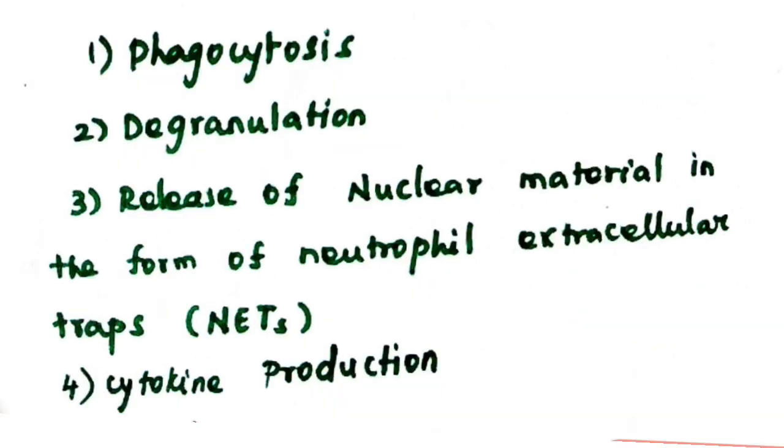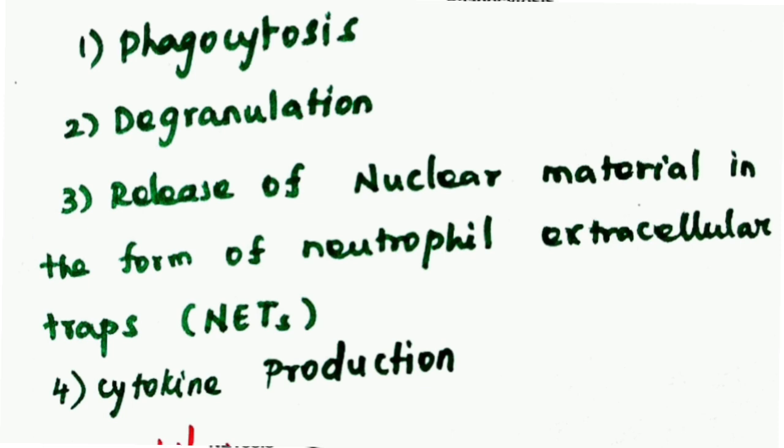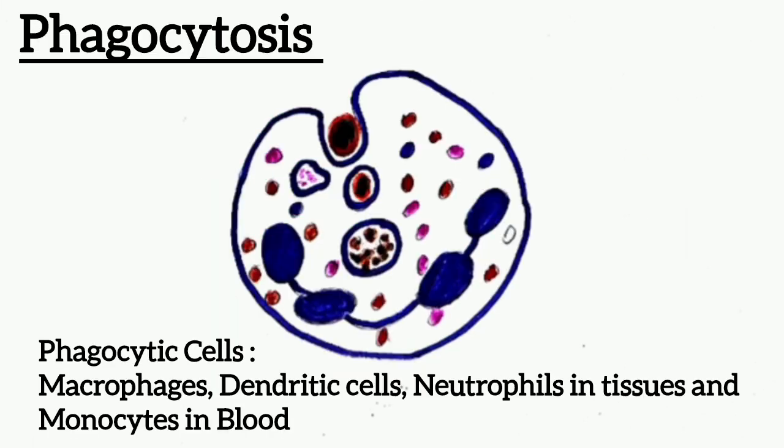The four main antimicrobial functions of neutrophils are phagocytosis, degranulation, release of nuclear material in the form of neutrophil extracellular traps, known as NETs, and cytokine production. Next, let's see each function of neutrophils. First, start with phagocytosis. Phagocytosis not only takes place in neutrophils; macrophages, neutrophils and dendritic cells in tissues, and monocytes in the blood are the main cell types that carry out phagocytosis.